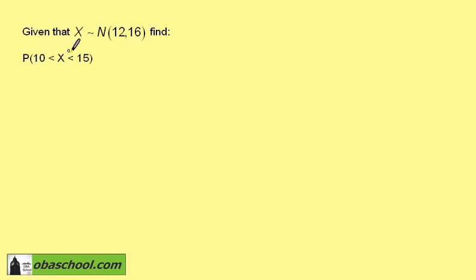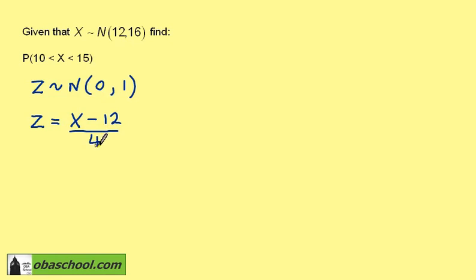Given that x is a normal distribution with mean 12 and variance 16, we want to find the probability that x is between 10 and 15. We know that we only have tables for the standard normal, the normal with mean 0 and variance 1, and that we can transform from x to z using z is x minus the mean, which is 12, divided by the standard deviation, which is 4.